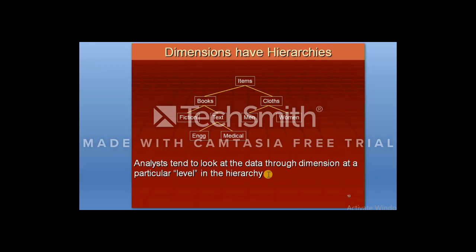Similarly, when we have hierarchies inside our dimension, we can look at the data from a higher level of detail to a lower level of detail with the help of hierarchies inside a dimension. So again, in our dimensional model, we have to maintain hierarchies inside our dimensions so that all kinds of analysis can be done for a particular fact inside the business.